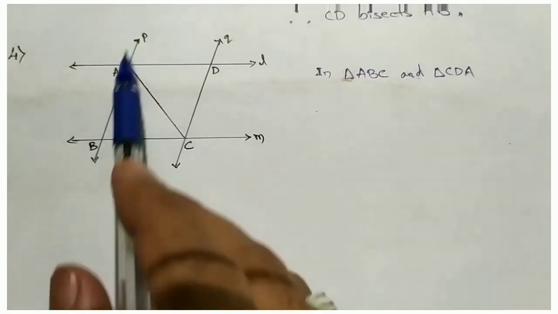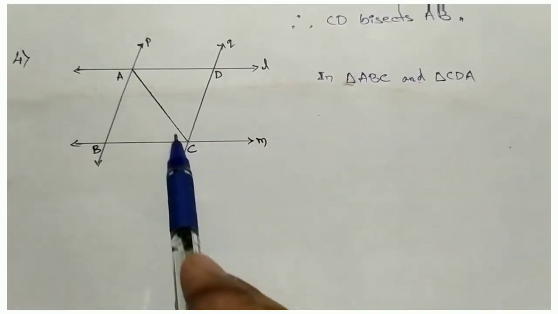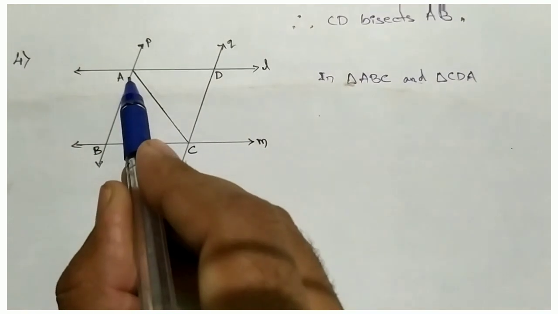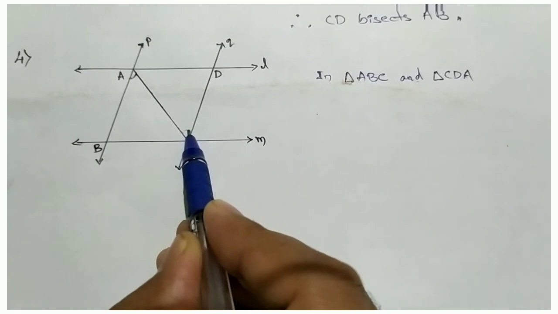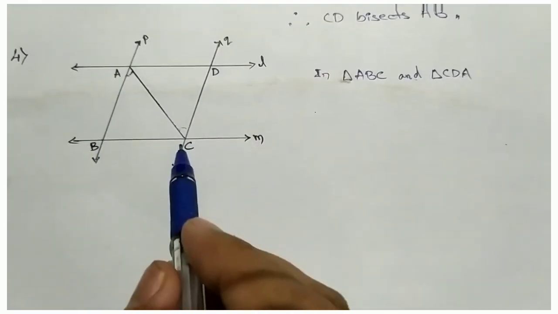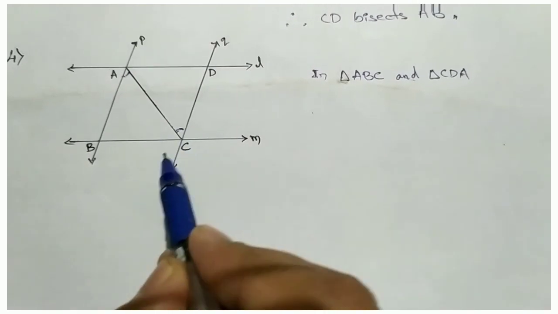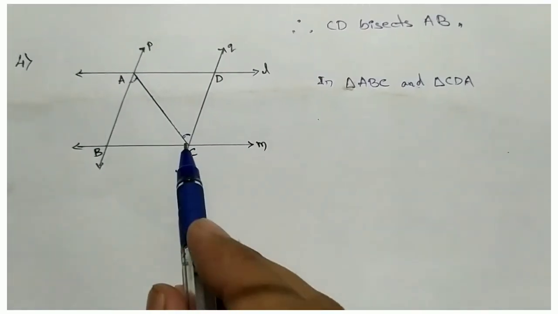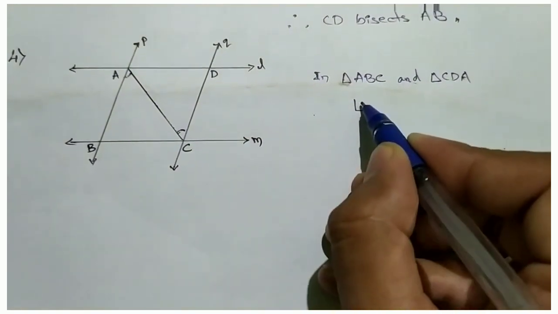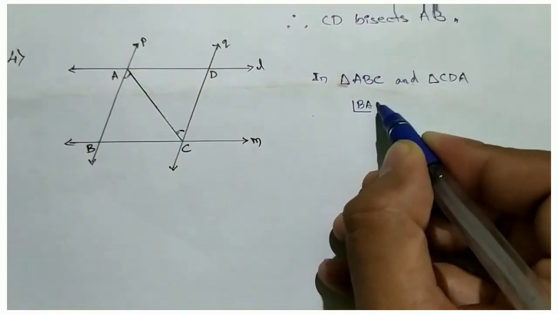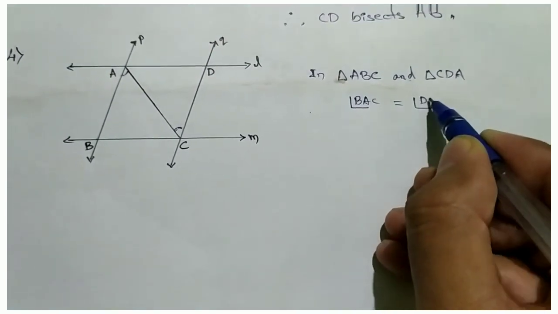if you take L, P and Q as parallel lines and AC as transversal, then AC makes angles BAC equal to DCA. Why are these two angles equal? Alternate interior angles. Okay, so write them. Angle BAC equal to angle DCA.